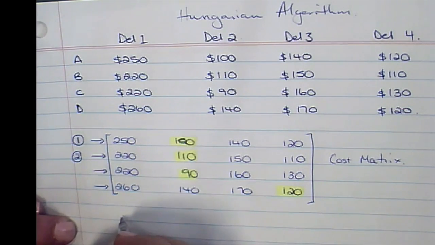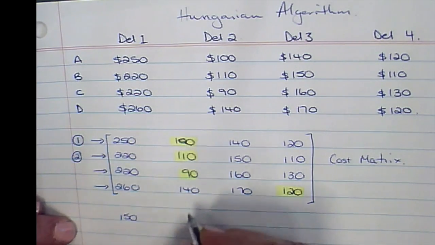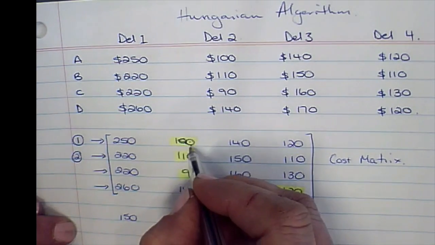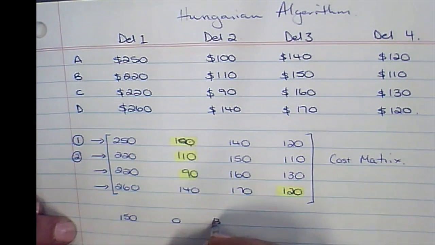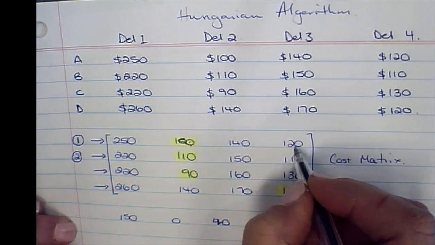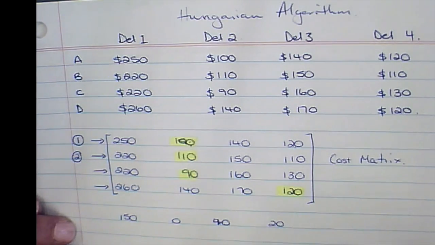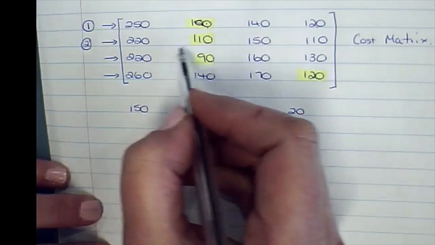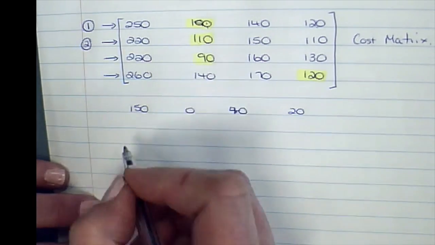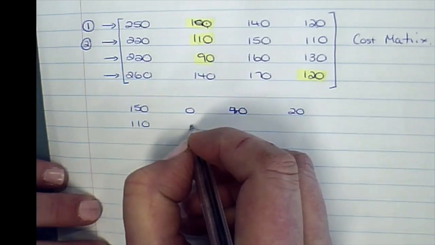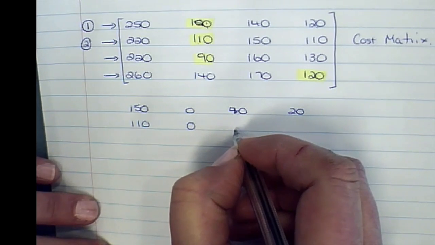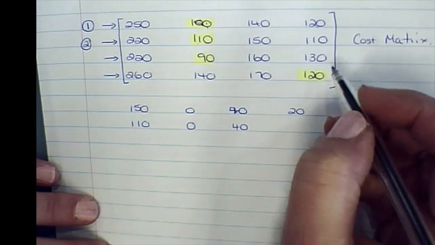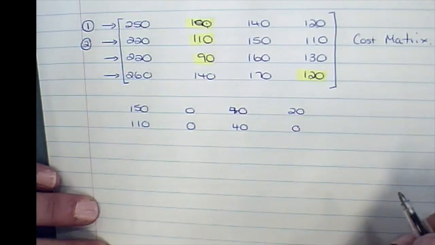And we're going to write a new matrix for it. So 250 minus 100 is 150. 100 minus 100 is 0. 140 minus 100 is 40. 120, take away 100 is 20. Now we're going to look in the next row. So it'll be 220, take away 110, which is 110, 0. 150, take away 110 is 40. 110, take away 110 is 0.